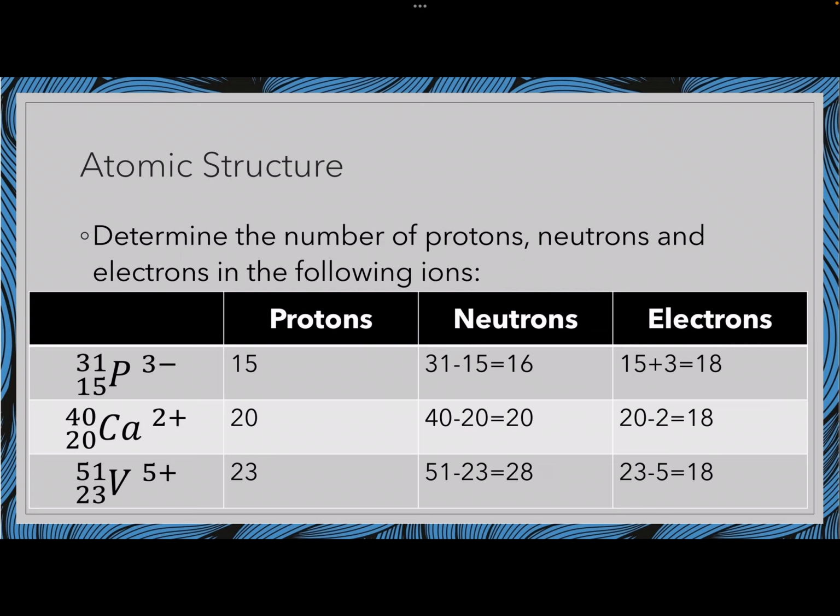Going down to calcium, it's got an atomic number of 20, so 20 protons. Mass number of 40, so 40 minus 20 gives us 20 neutrons. Now it's got a 2+ charge. So remember, 2+ means it's lost 2 electrons. It would normally have 20, but take away 2 gives us 18 electrons. Now vanadium 5+ has an atomic number of 23, so 23 protons. It's got 51 take away 23, so 28 neutrons. And it's got a 5+ charge, which means it's lost 5 electrons. So 23 take away 5 gives us 18 electrons.